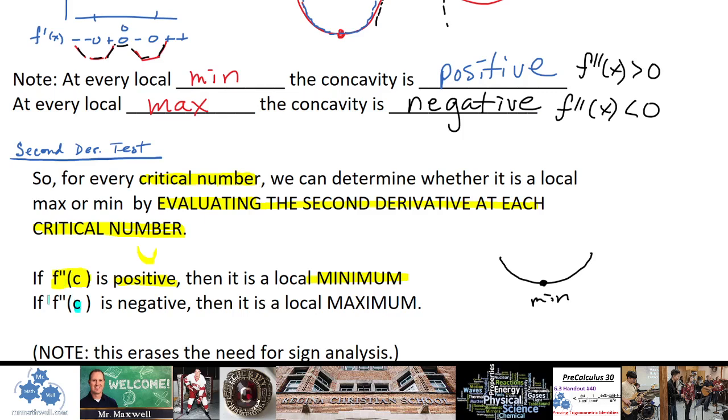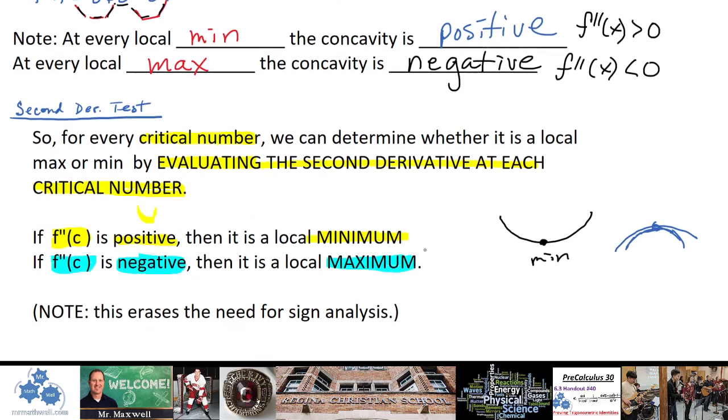If you plug c into the second derivative and you evaluate, that means you find a number. And that number doesn't really matter what it is, the size of it. If it's negative at all, that means that critical number has a local max. So if we have a critical number here and its concavity is down, it means we're going to have a second derivative that's negative.